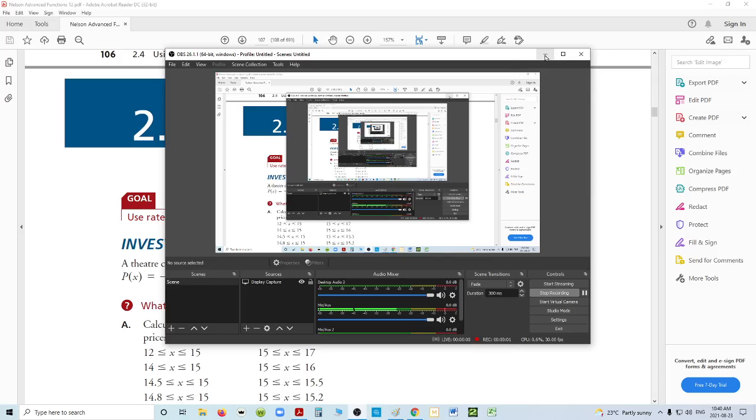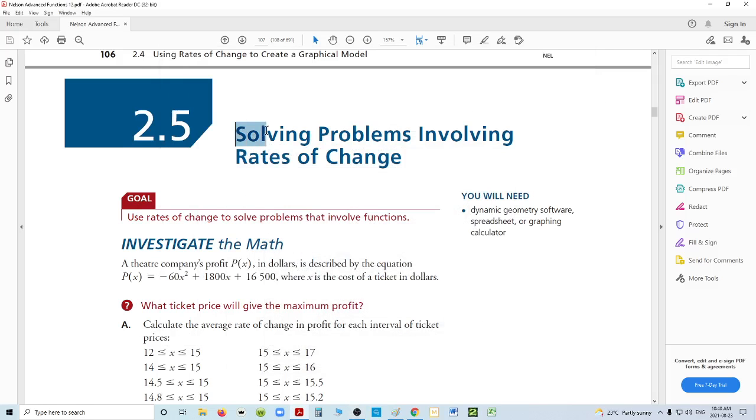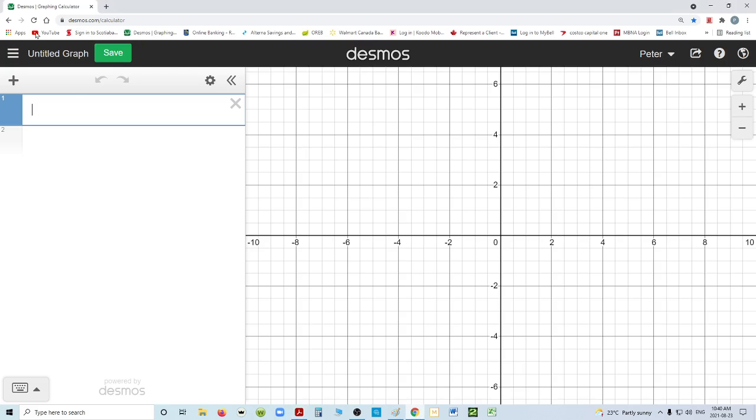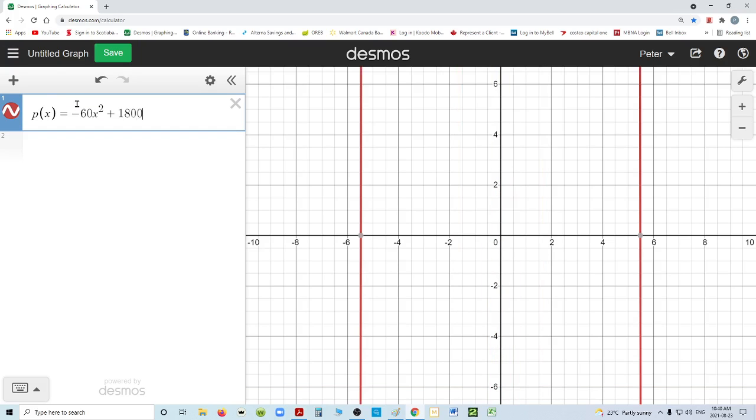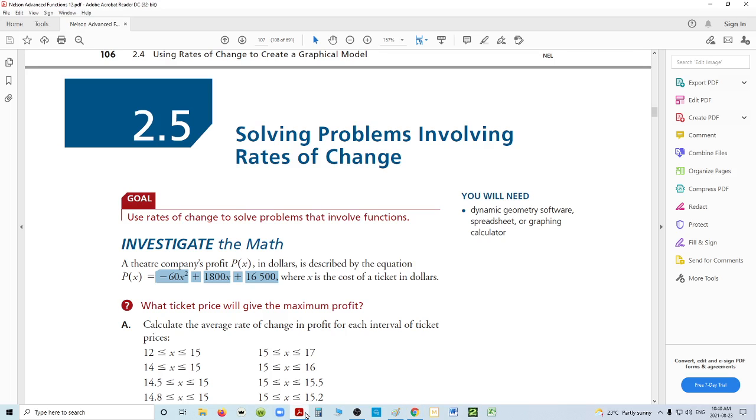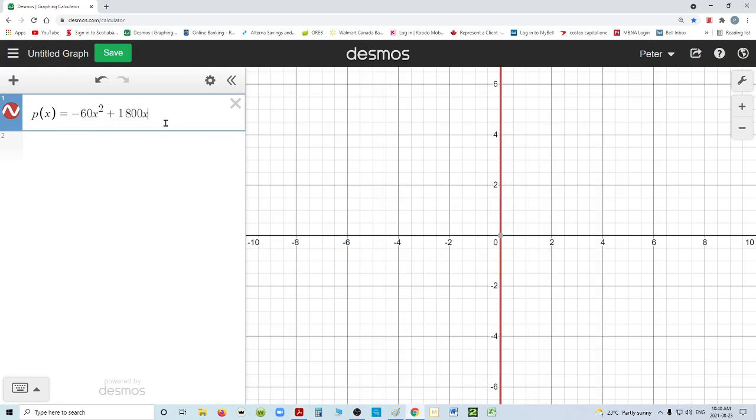Okay, so 2.5 is quite an important section because it's solving problems involving rate of change. And they give you this example of a profit model, which is obviously an upside down parabola. So I'm just going to put that in here right there. Profit of x is equal to minus 60x squared plus 1800x plus 16500.